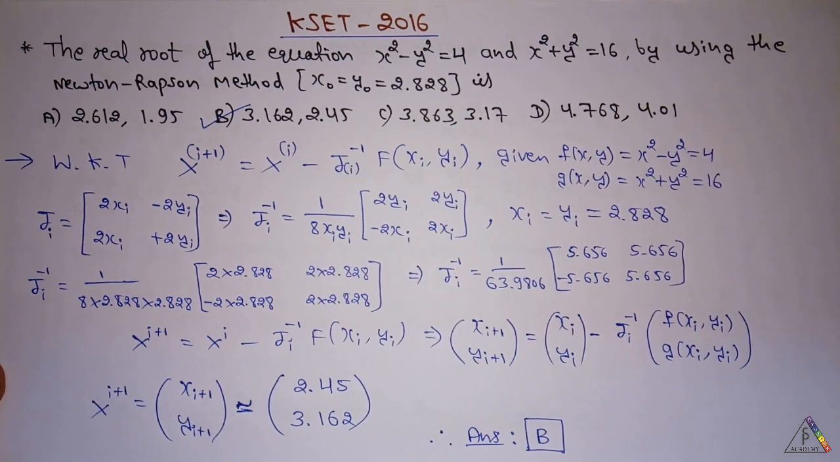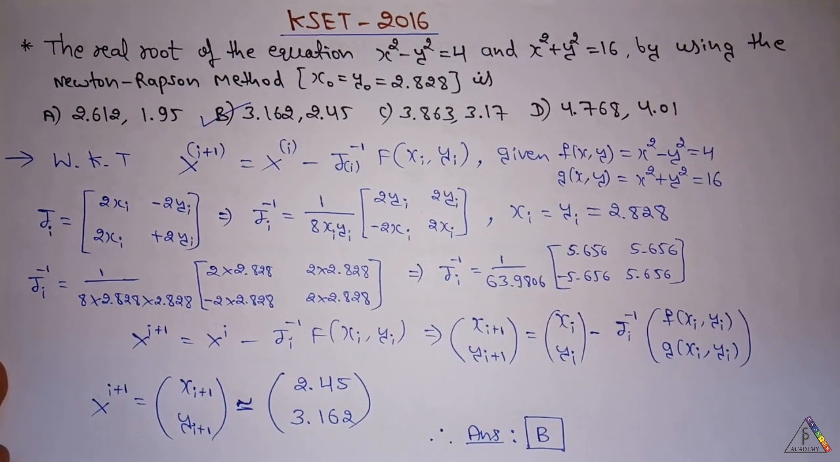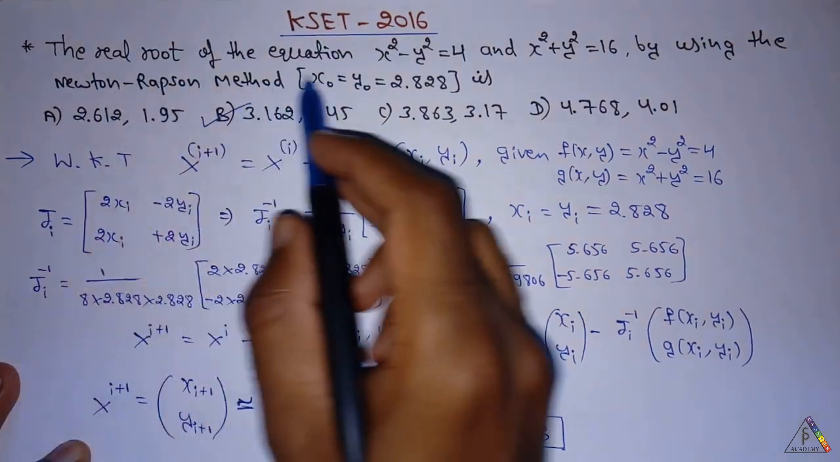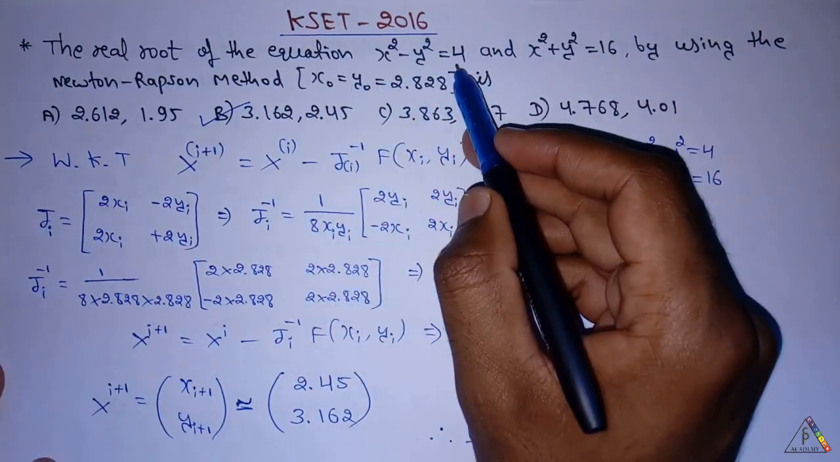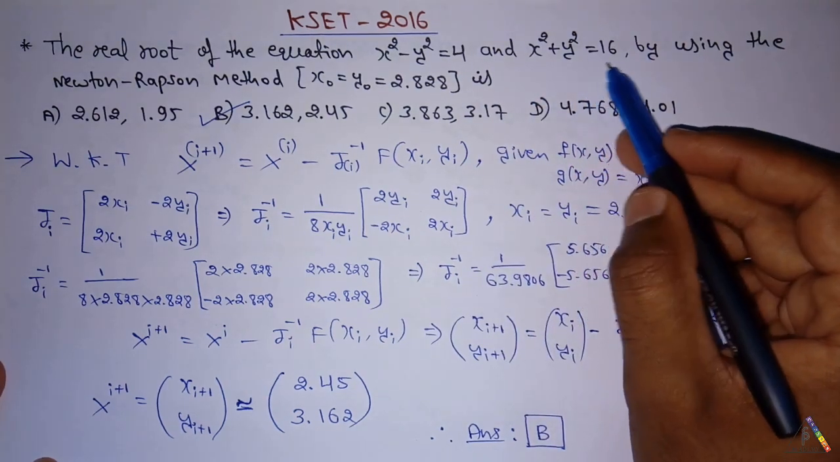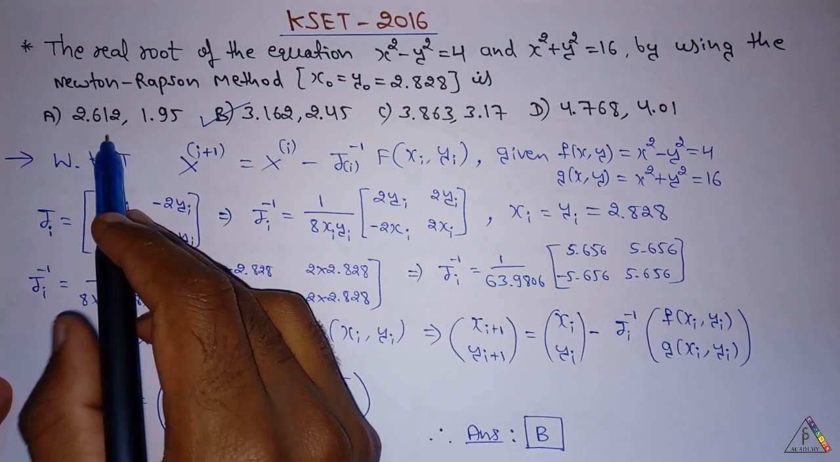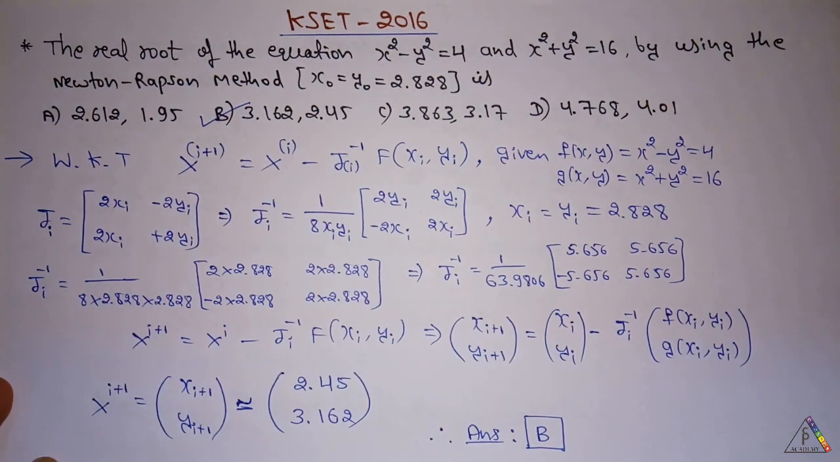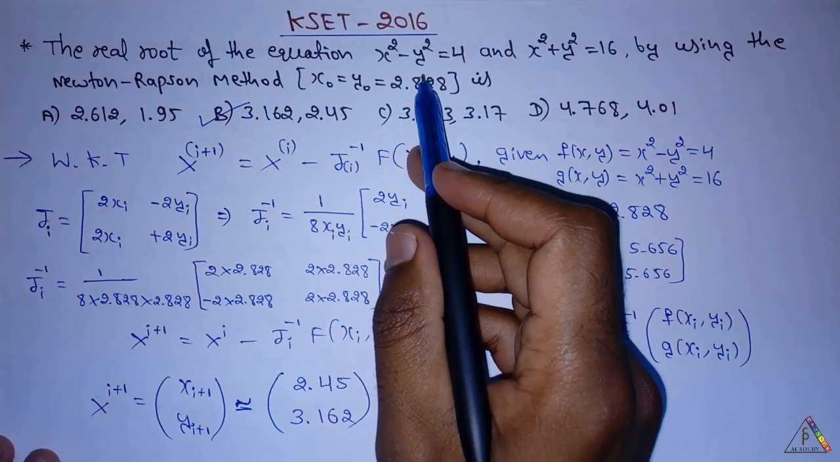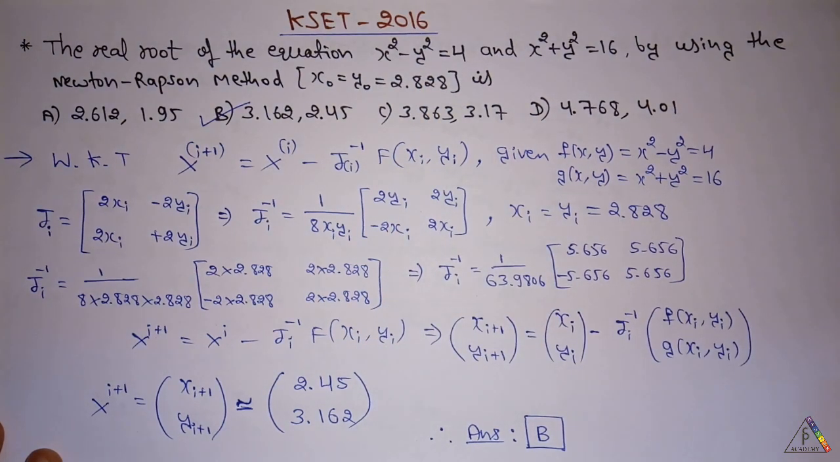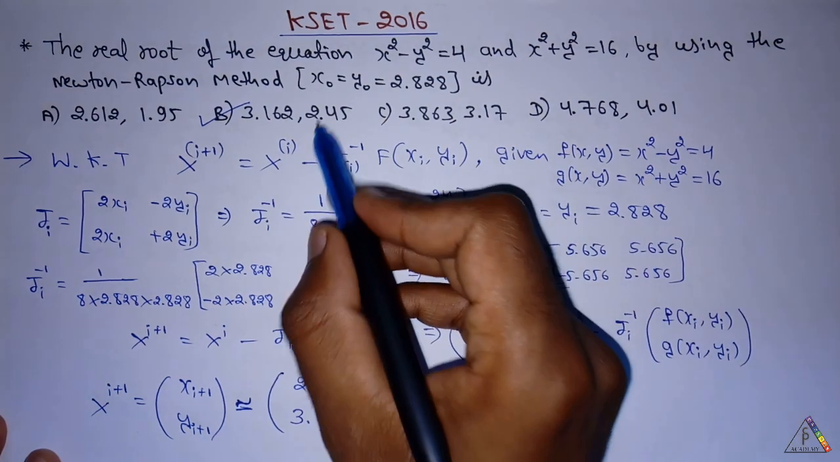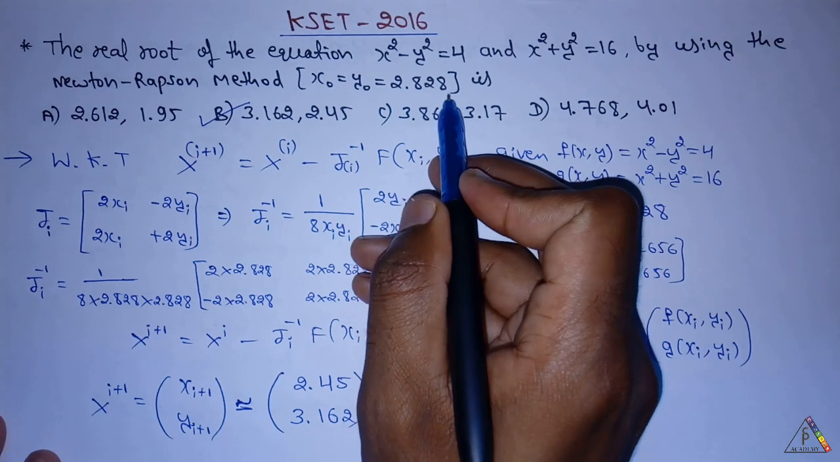This is the KCET 2016 question. The question is, find the real root of the equation x square minus y square is equal to 4 and x square plus y square is equal to 16 by using the Newton-Raphson method. They are asking to find the roots of the equation, that is, we have to find the value of x and y, that is, the xi plus 1 and yi plus 1 for the initial values of x0 and y0 as 2.828.